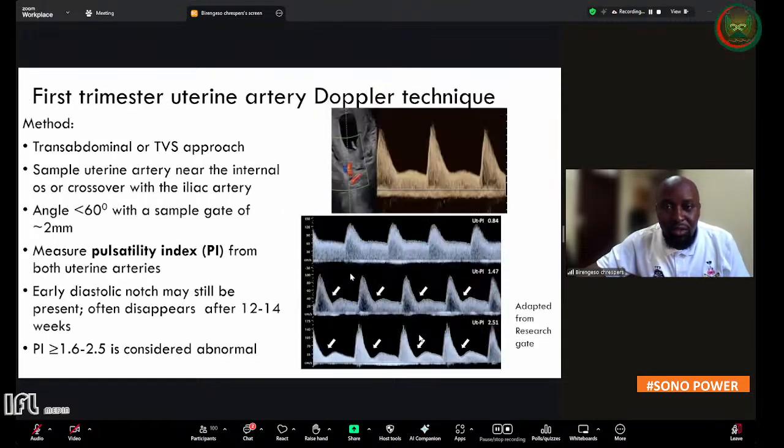First trimester uterine artery Doppler technique. We could use either the transabdominal or the transvaginal approach. What do we do in both approaches? We sample the uterine artery near the internal os or at the crossover of the iliac artery, 1 to 2 centimeters. The angle should be less than 60, and we should be able to measure the pulsatility index and the resistive index of both.